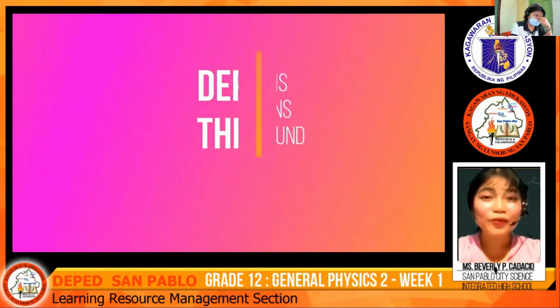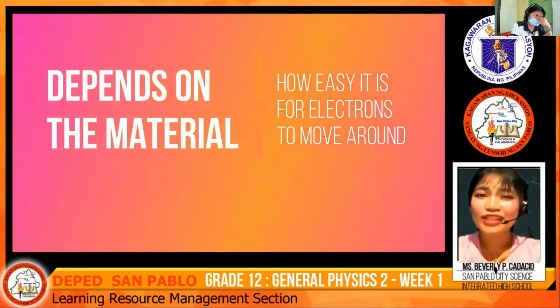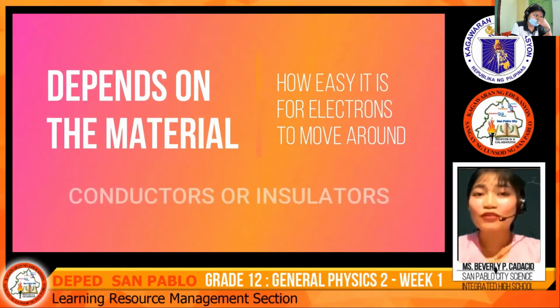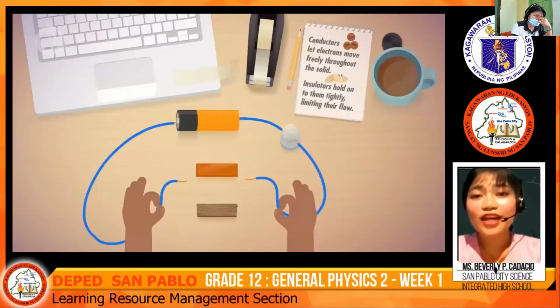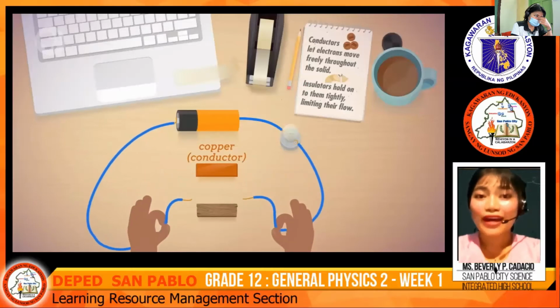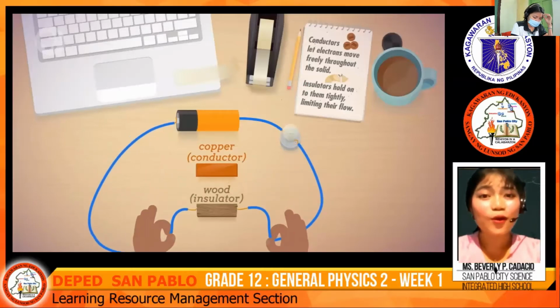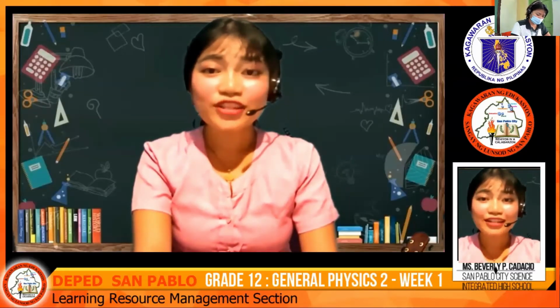How easy it is for electrons to move around depends on the material, and we describe the materials in the same manner we do for heat transfer, with conductors and insulators. Materials that are conductors, like copper, let free electrons move freely throughout the solid, while insulators, like wood, hold onto them tightly, limiting their flow. So we've got insulators and conductors with free electrons moving around in them.